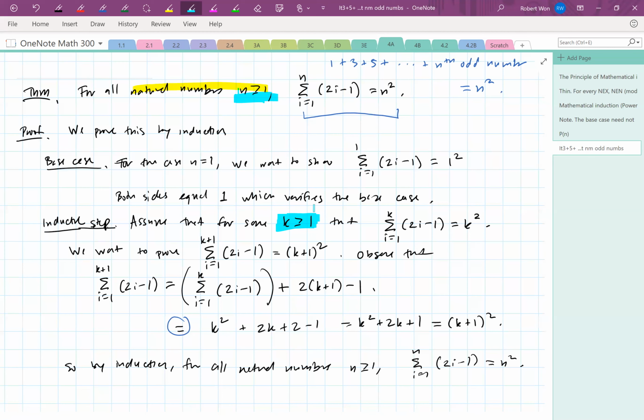Okay, so next time we'll see more proofs by induction. You'll of course have many homework problems involving proofs by induction. So hopefully you can get comfortable with them pretty quick.